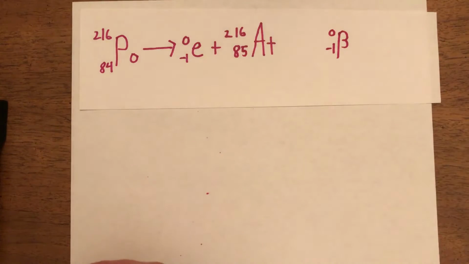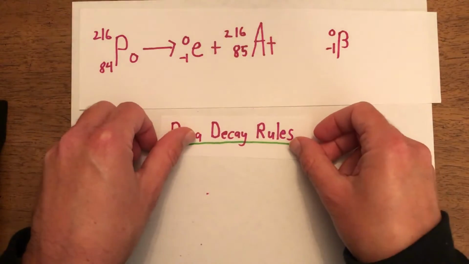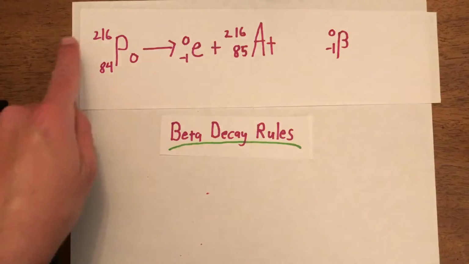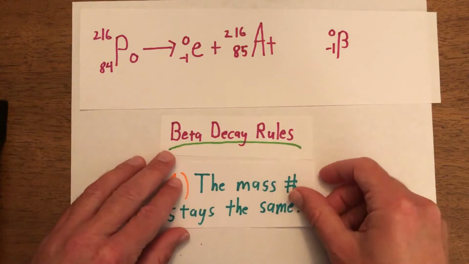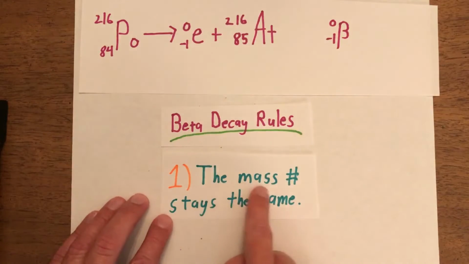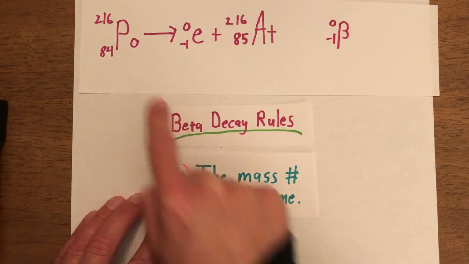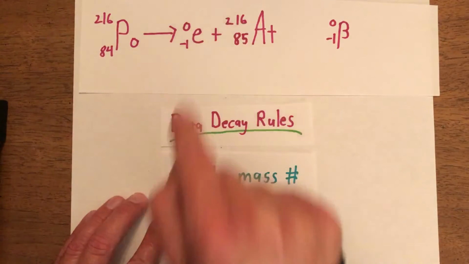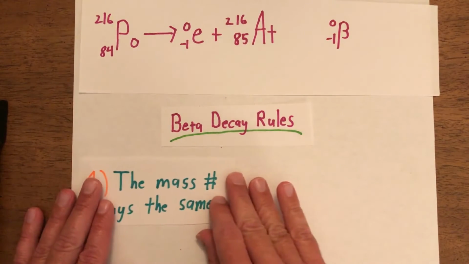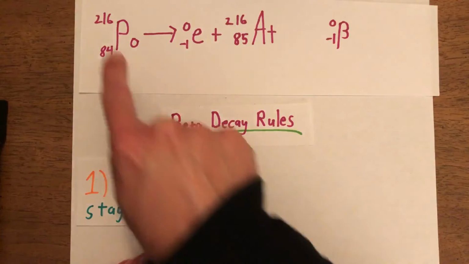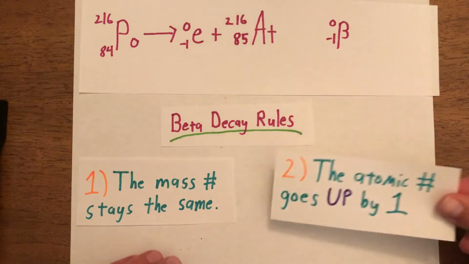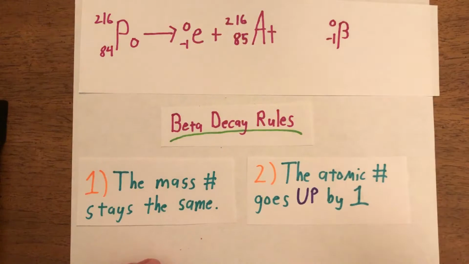So this brings up a few beta decay rules here, like we had alpha decay rules. The first one, let's look at the mass number. The mass number stays the same. So 216 here, 216 here. And again, that's because the total number of protons and neutrons doesn't change when a neutron just changes into a proton. So here is rule number 2.